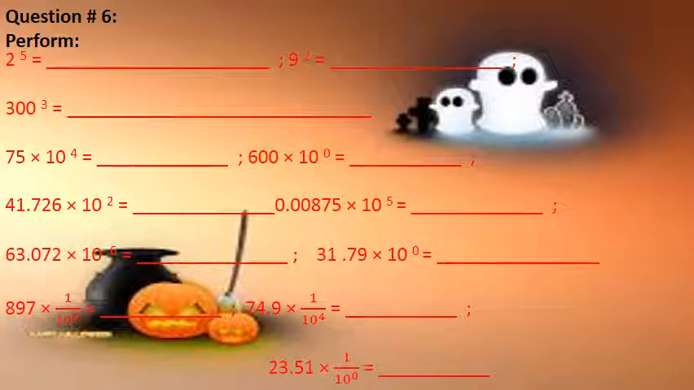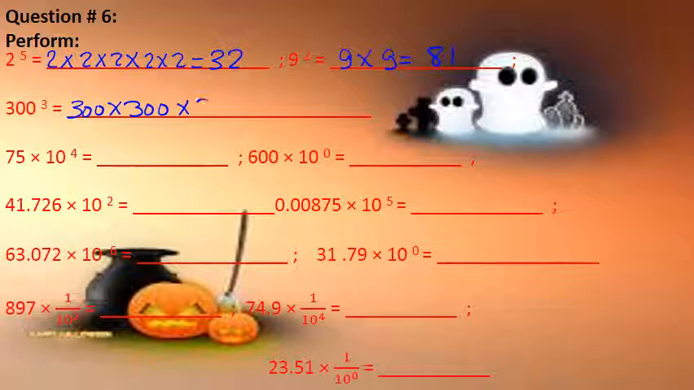Question number 6, we should perform different calculations. First, we have 2 to the power 5. Because this is a power, we should write it as a multiplication sentence. So we should multiply 2 by itself 5 times. The answer is 32. 9 squared, also we should multiply 9 by itself 2 times. The answer is 81. 300 cubed, we should multiply 300 by itself 3 times because we have cubed. Now 3 times 3 is 9, times 3 is 27.